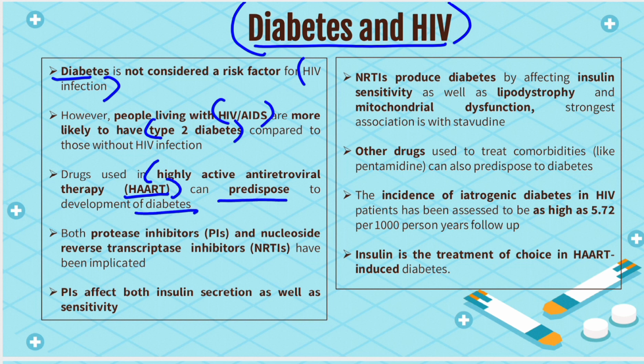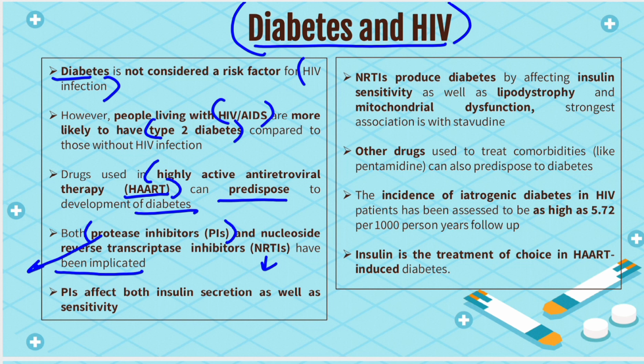Among these drugs, the protease inhibitors and nucleoside reverse transcriptase inhibitors (NRTIs) are the commonest causes of developing diabetes in any person. These protease inhibitors include ritonavir, lopinavir, nelfinavir, etc. The nucleoside reverse transcriptase inhibitors include lamivudine, stavudine, emtricitabine, tenofovir, etc.